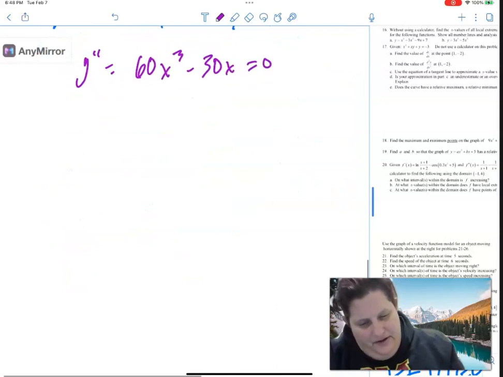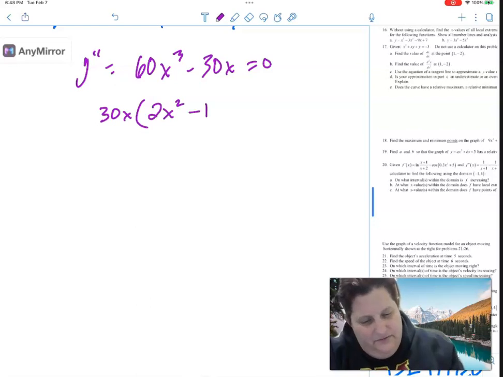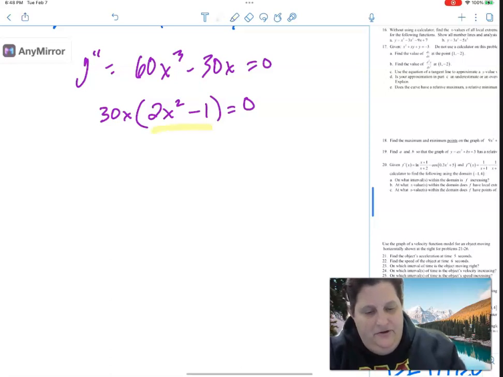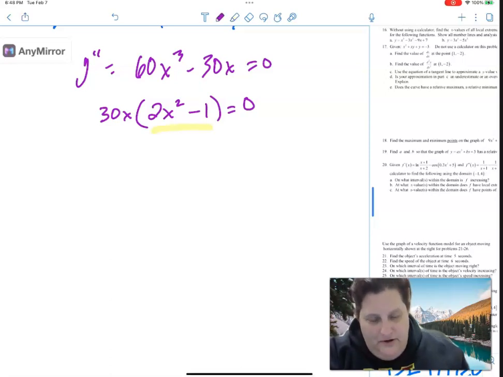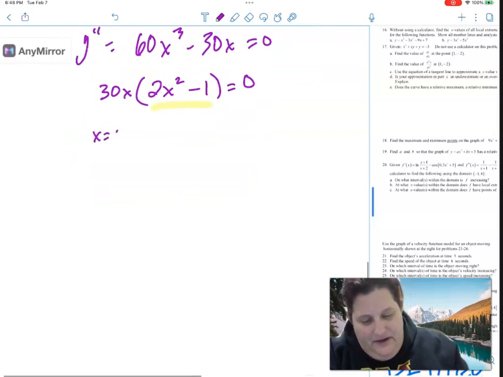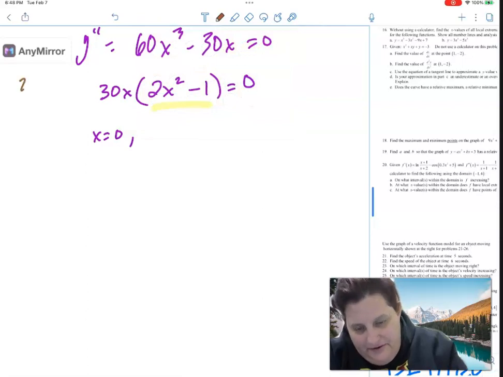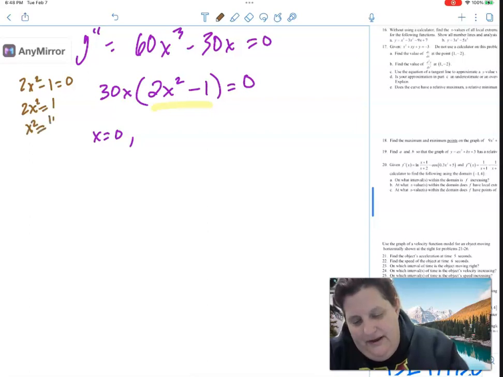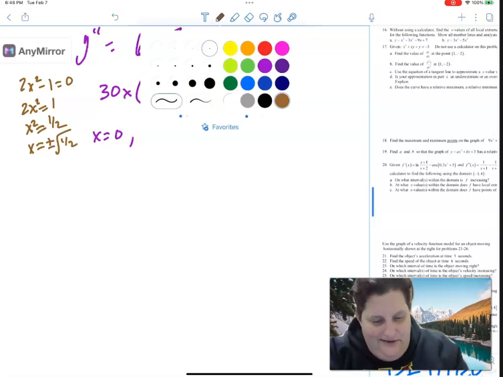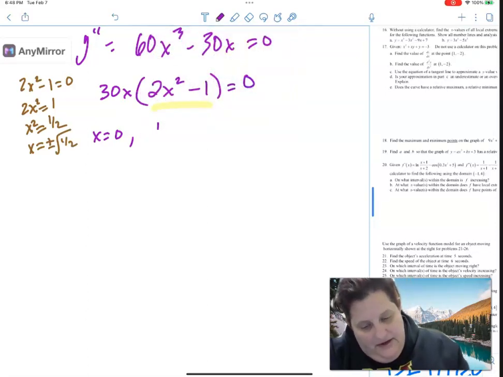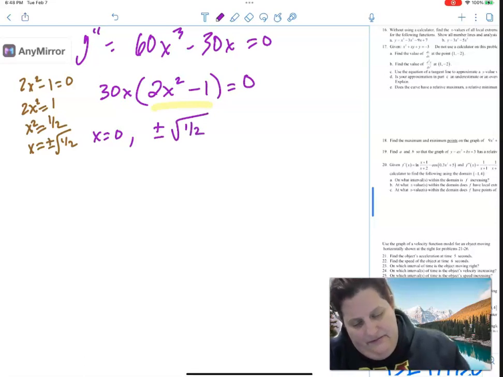And for this, I'm going to go ahead and factor out a 30x. This is not as fun as I would like it to be. I mean, that's okay, but this doesn't really factor great because 2 is not a perfect square. So I know that this is going to be 0 from that part. And if I were to solve this part, you guys, let me just run over here and solve it real quick. So 2x squared is going to equal 1. X squared is a half. X is plus or minus square root of a half. Okay, so that's ugly. But anyways, I have plus or minus square root of a half.